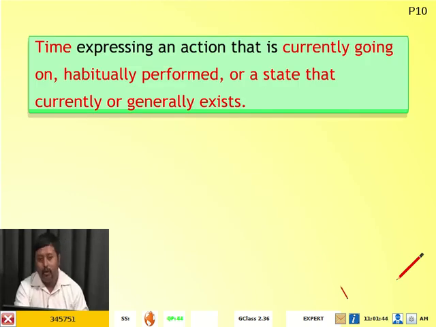Fine then. So this is your definition for present tense. Until now we have been talking about present tense. Now, what would be the formal definition?